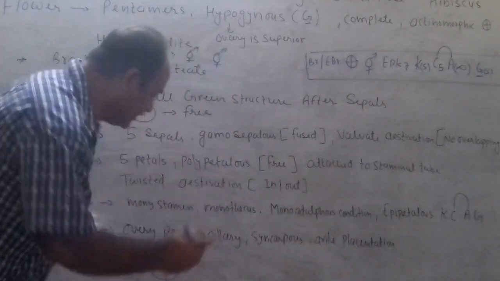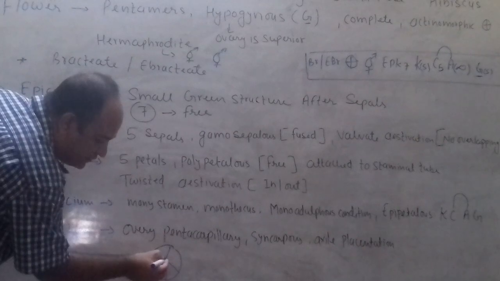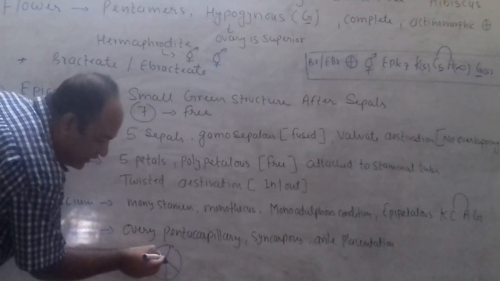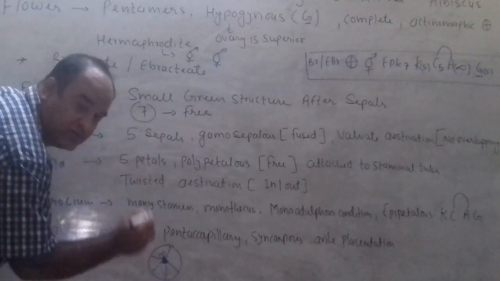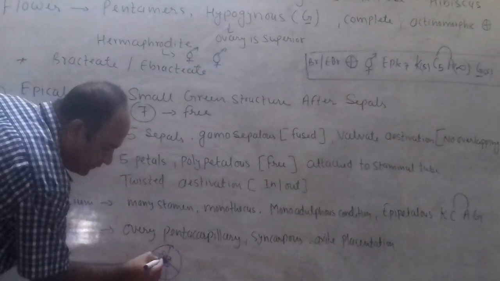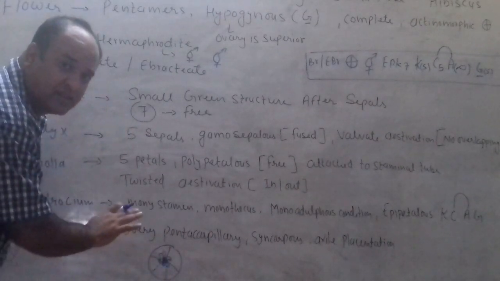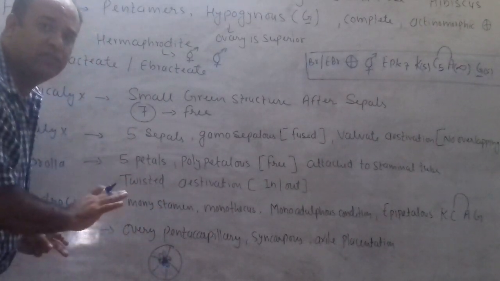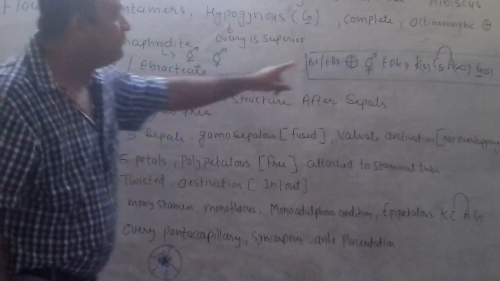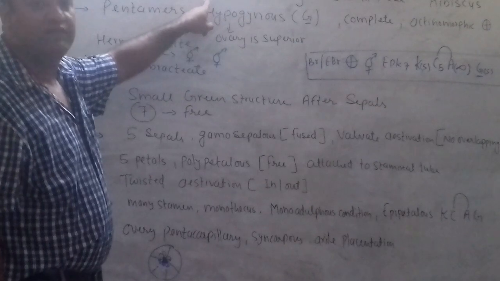Axile placentation, that means the placentation will be at the central part, and here will be ovules. 2 ovules in each chamber. This we had already discussed. I will make a separate video about placentation, don't worry. By this analysis, we can make a flower formula for the Malvaceae family.